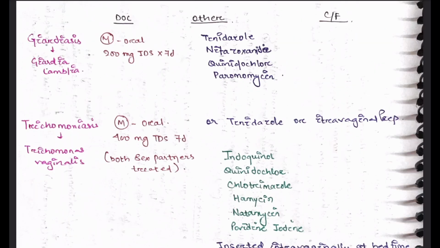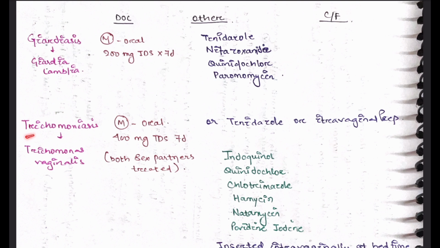Then treatment of giardiasis. Giardiasis is caused by Giardia lamblia. We will see that in microbiology in detail. Then what is the drug of choice? It is oral metronidazole, 200 mg TDS for 7 days. What are the other drugs that we can use instead of metronidazole? It can be tinidazole, nitazoxanide, then quiniodochlor and paromomycin. These are the other drugs that can be used for the treatment of giardiasis instead of metronidazole. But the drug of choice is metronidazole.